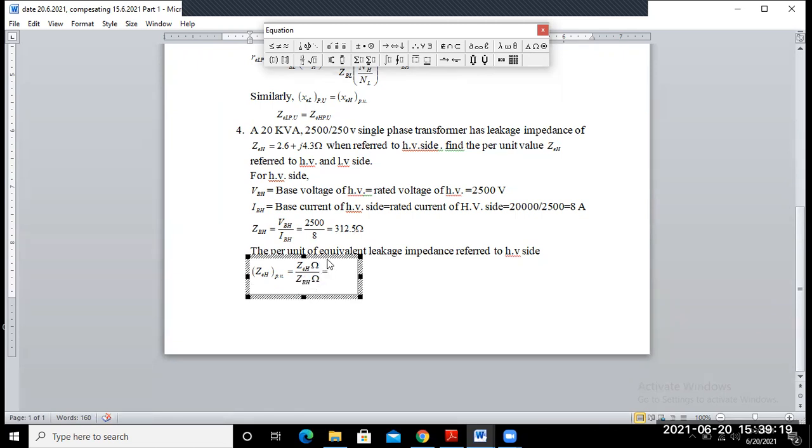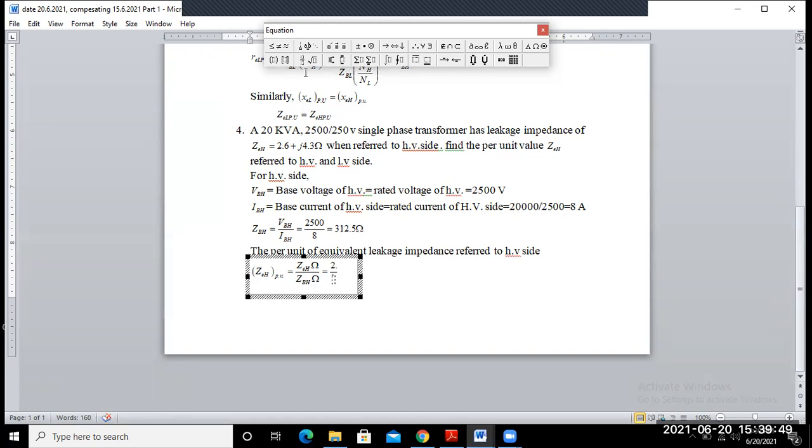So you already have ZEH in ohm given in the problem, that means 2.6 plus j4.3, and ZBH you have already obtained, that means 312.25. So put the value of ZEH in ohm and ZBH in ohm, and you will get the value of ZEH in per unit.